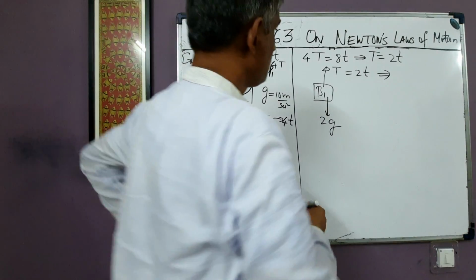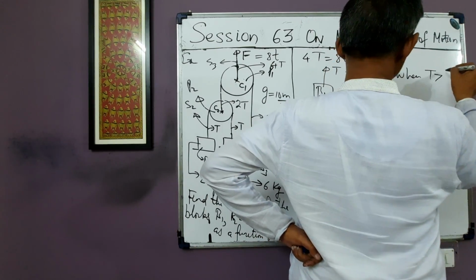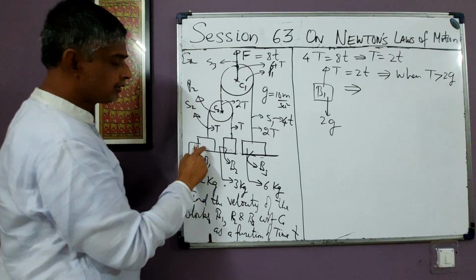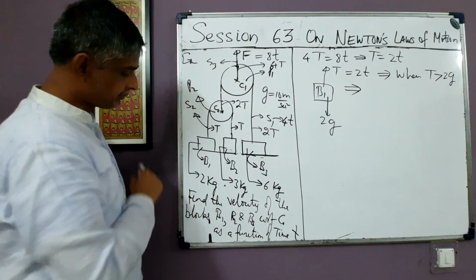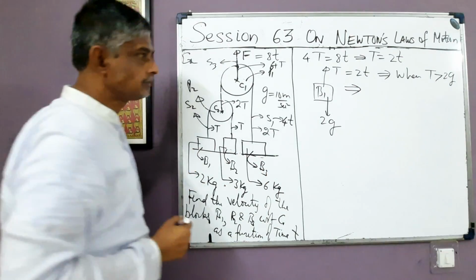So when T exceeds 2g, it implies block B1 loses contact with the ground. This is a surface, fixed surface, over which the three blocks are placed.